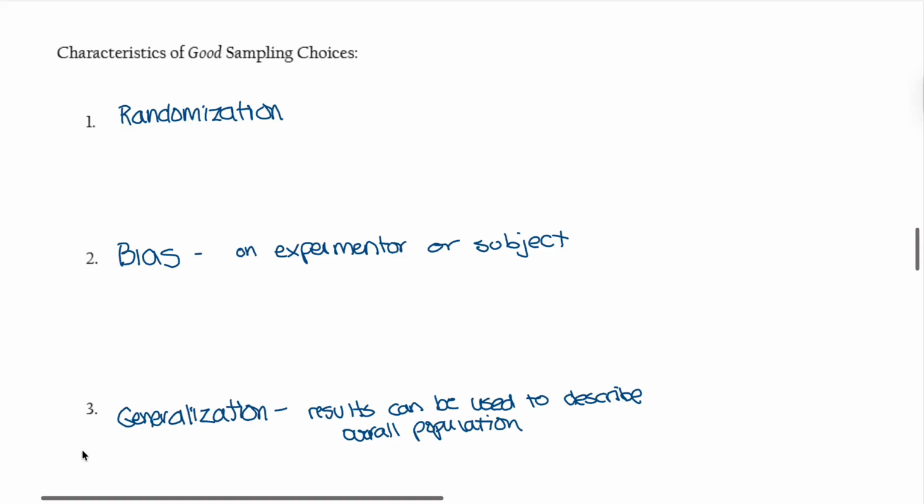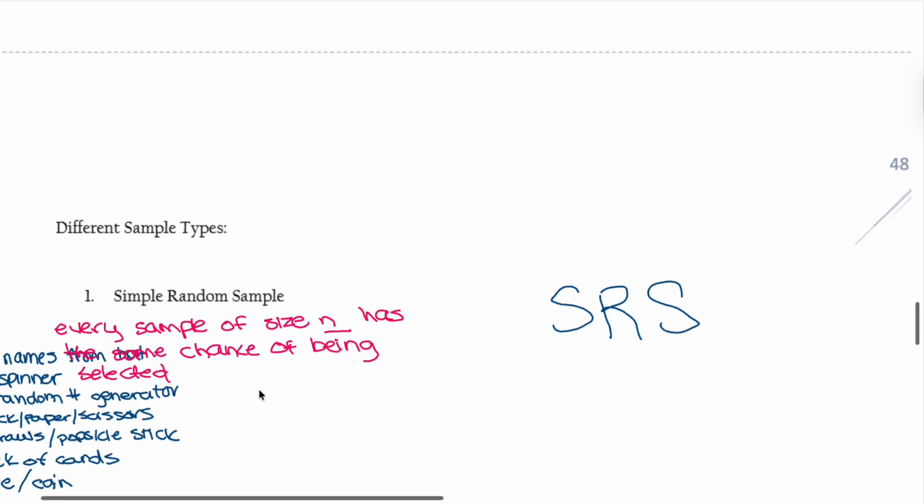So the third one is generalization. Results can be used to describe the overall population. So that's the goal of our good sampling choices, because for a generalization, after we obtain a result or a data value from our experiment, we want to make sure that it's a good representative for the population or the experimental groups that we're examining. It's a good representative for both. So that's the main idea of generalization.